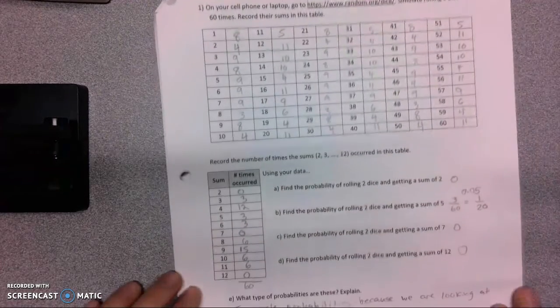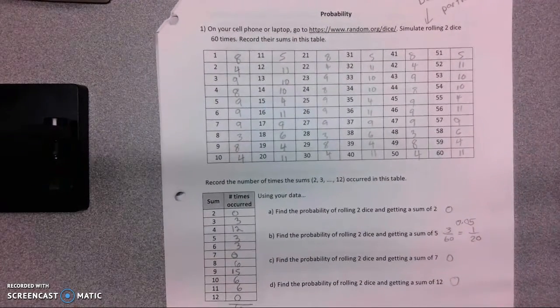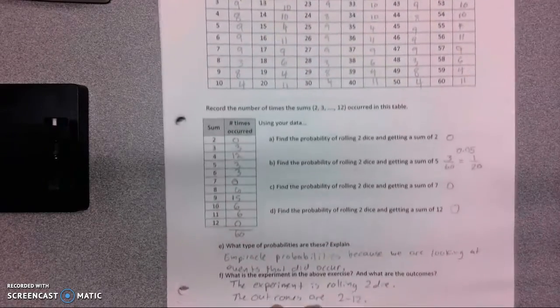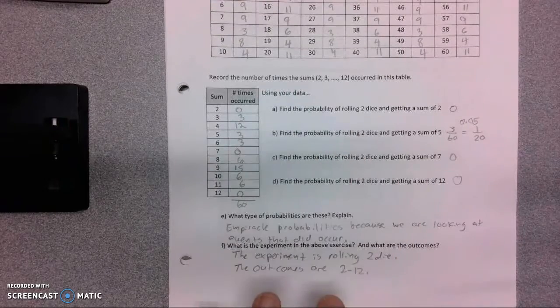Okay, so this whole page here, you're going to want to pause and fill in your numbers. So these were what I rolled. Go here, simulate rolling 2 dice 60 times, fill in your numbers, and then you can go ahead and fill out the rest of the probabilities. So take a minute and do that.